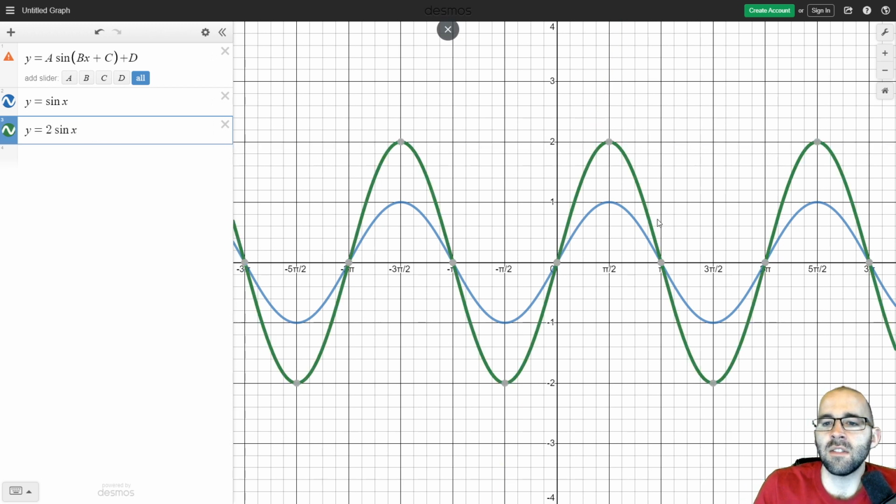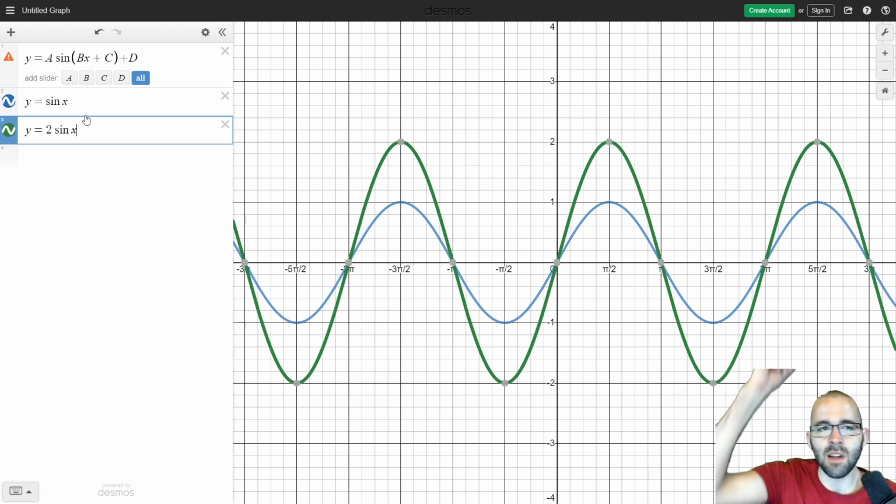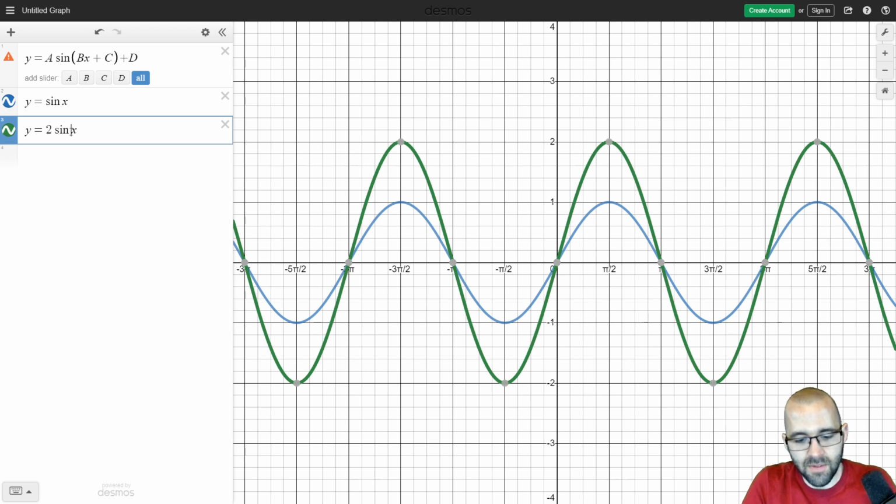Let's look at something where a is 2. Well, now, instead of going up to 1, it goes up to 2, and back to 0. And then instead of going down to negative 1, it just stretches the whole thing, doubles it everywhere. That should make sense, since the 2 is on the outside. That's the first thing we're going to talk about, and that is called amplitude.